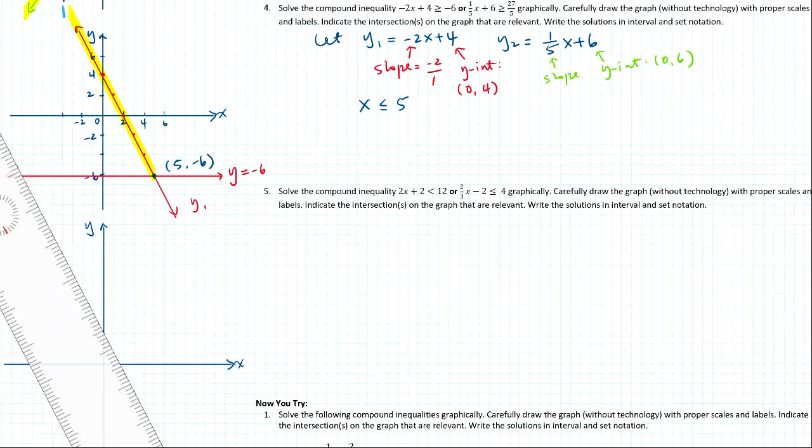Now for the other inequality, we're working with 1/5 x plus 6. With that information, we get (0, 6) as our starting point.